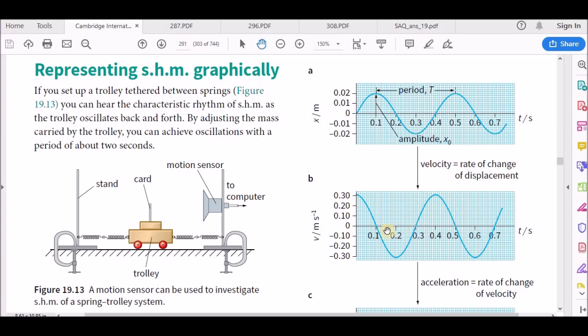These are the positions where the trolley is at the extreme ends, and here and here and also here, those are the positions where the trolley is at the equilibrium position, that is in the middle of the oscillation, at the center point. So where the velocity is maximum positive or negative is where the trolley is in the middle, at the equilibrium position.